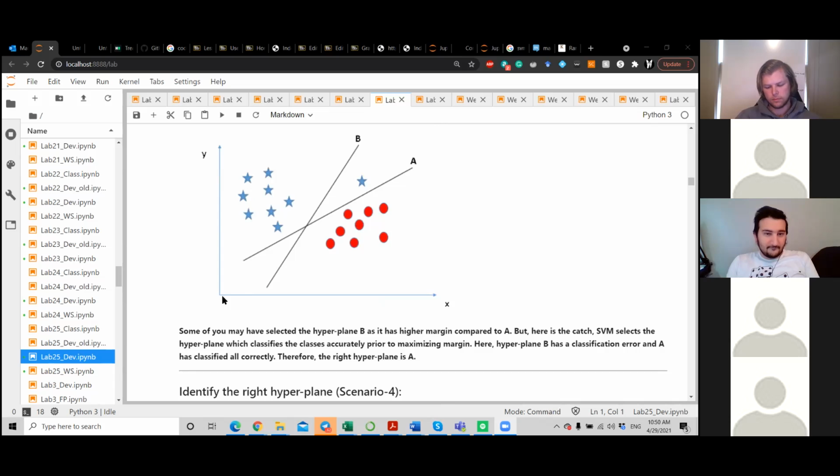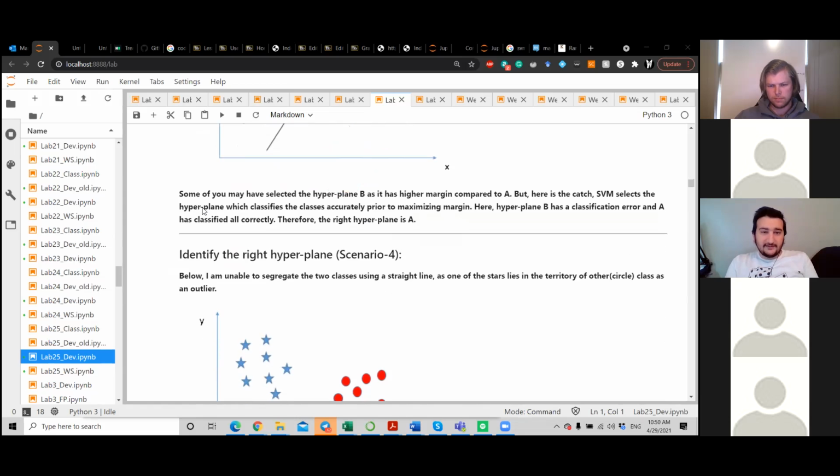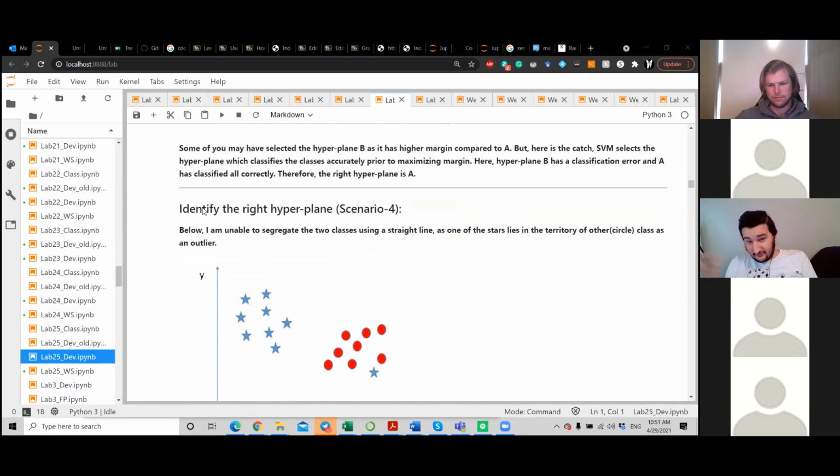So basically, even though we're closer to the edge, we'd rather the edge still has no error. Exactly. So you are looking at two items: avoiding misclassification, maintaining the largest margin. But the first one is more important. So if you have to go with a trade-off, you have to pick one or the other. You prefer to stick with avoiding errors. Now, scenario 4, identify the right hyperplane. So in this case, you have to actually tell me where you would draw that line.